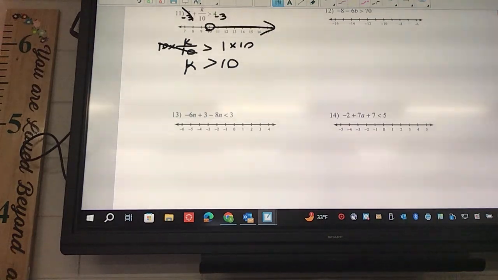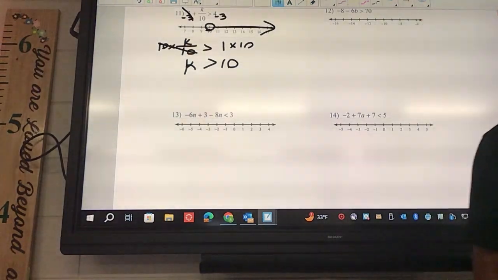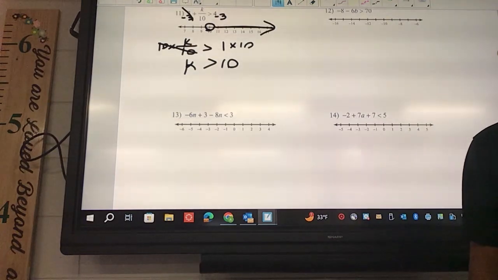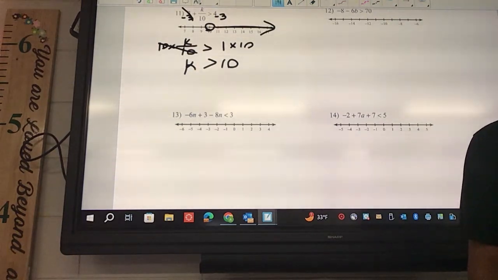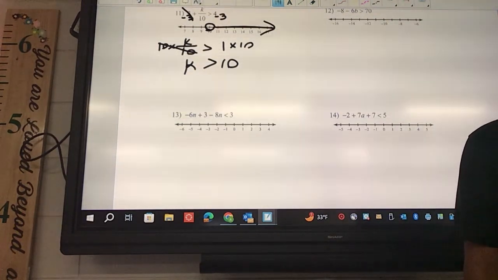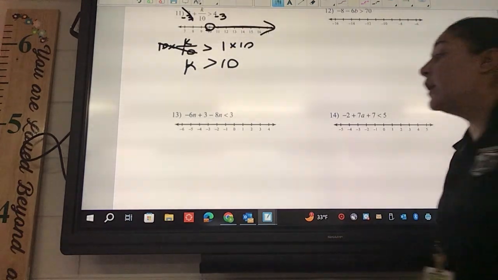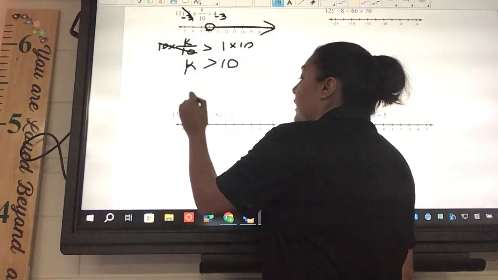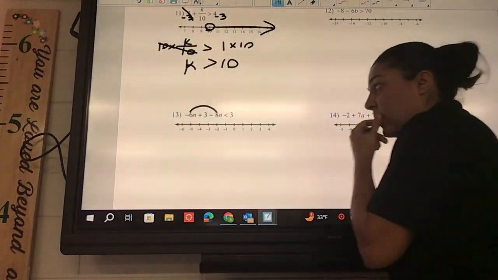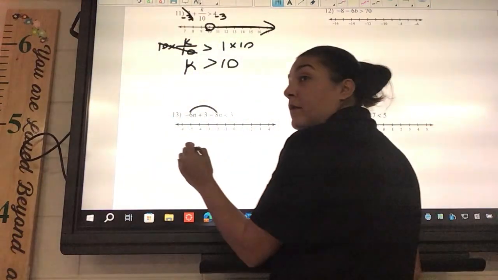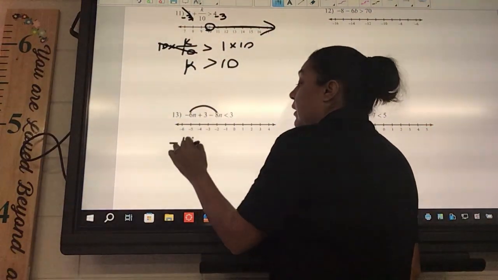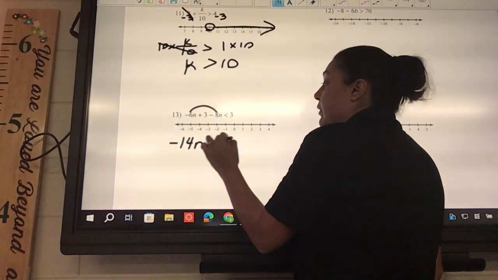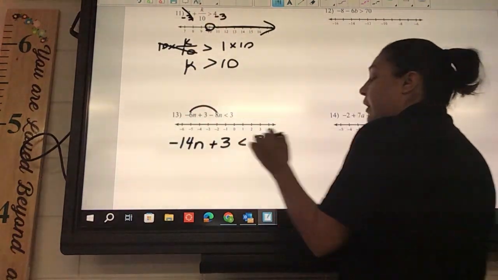Okay. What needs done first? The 6 and the 8 can get combined. They both have the same last name of what? N. Okay, so we can put them together. What is -6 minus 8? -14n plus 3. And then we got a 3 on the other side.